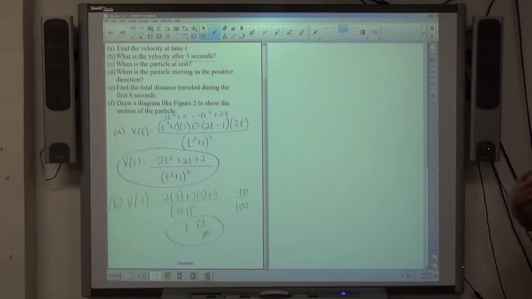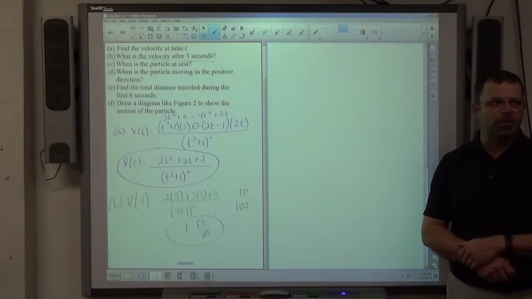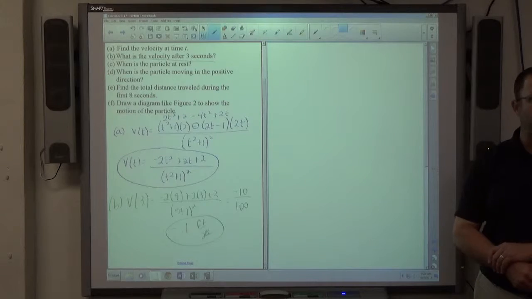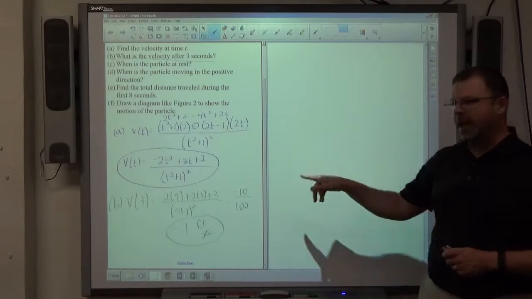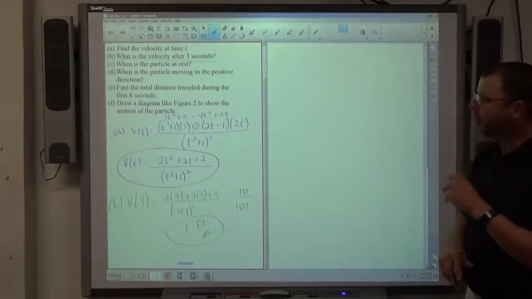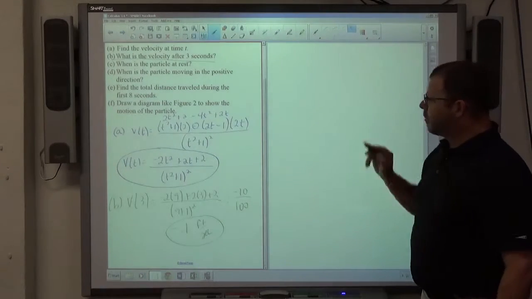All right. Again, velocity after 3 seconds, just substitute t with 3 and work it out. Simplify as much as possible. I'm fine with decimal answers. Typically, talking velocity, we usually go decimal answers on that. So negative 1/10 is fine also, but I'd probably go decimal. So negative 0.1. Question C, when's the particle at rest?